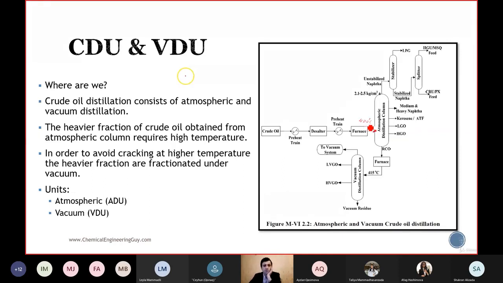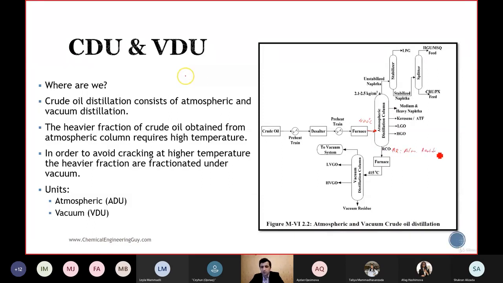So the crude oil distillation consists of atmospheric and vacuum distillation. And atmospheric distillation, as I told you, they have these products. And then we have the AR, atmospheric residue, which is also sent to the furnace to heat it more. And then we have the vacuum distillation.